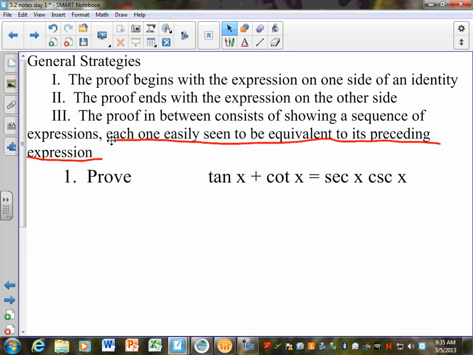So on one of my steps I'm going to give you in a minute, my advice is always start with the side that looks like there's more stuff to do, the side that you could simplify more. But really, it doesn't matter. You could pick either side here and start doing things and try to turn it into the other side. That's the point of this.